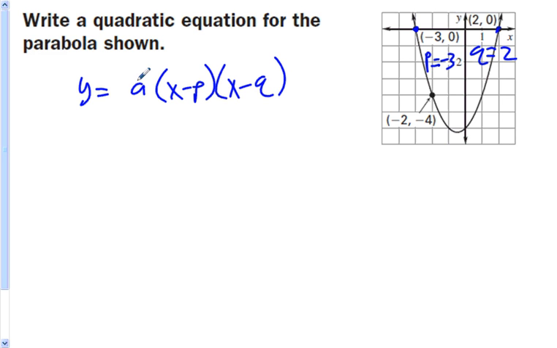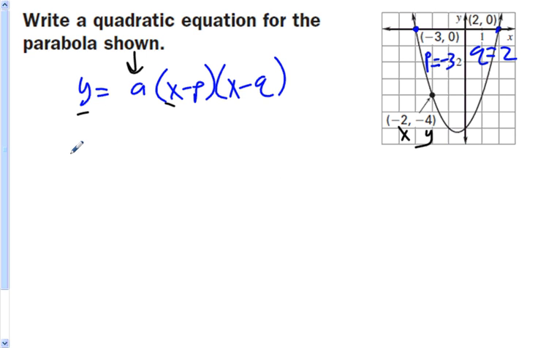I don't know the a value, so I'm going to have to calculate it. I need to know x and y, and we can get x and y from the given point. So we're going to take the p, the q, the x, and the y. We'll plug them into our form here, and we'll solve it for the a value.